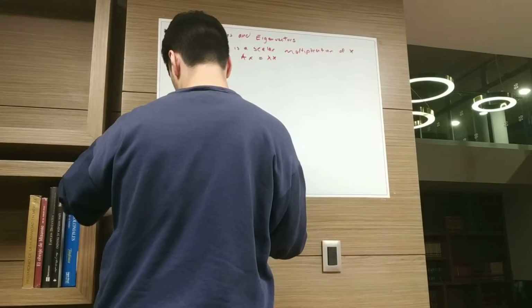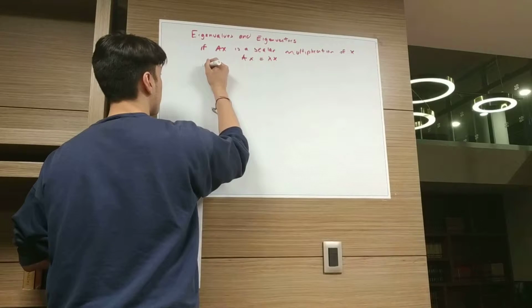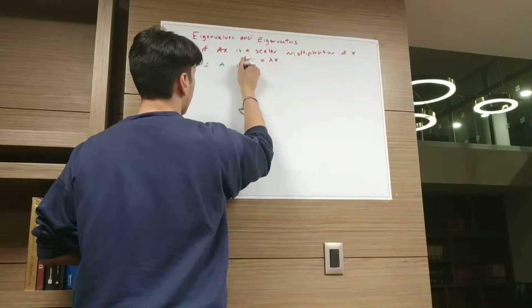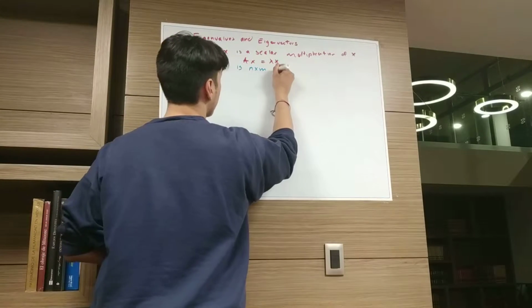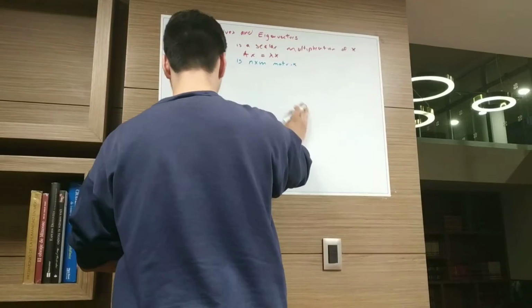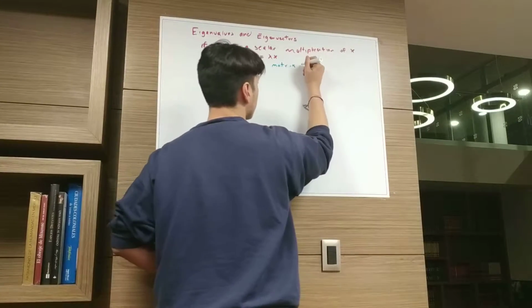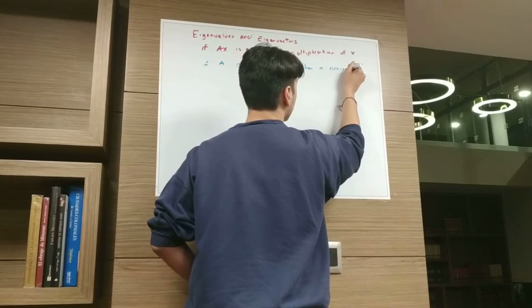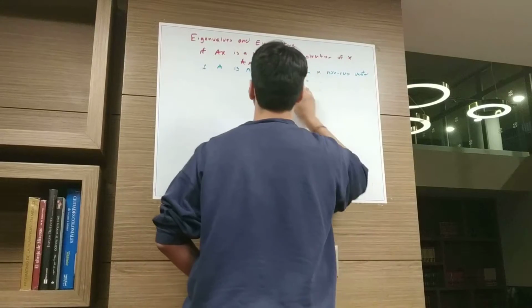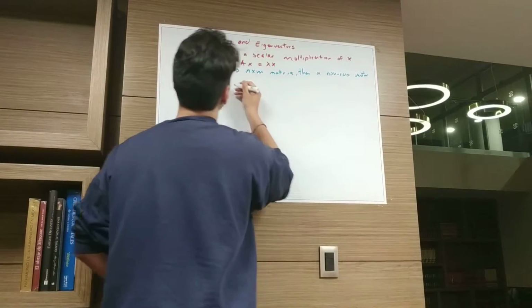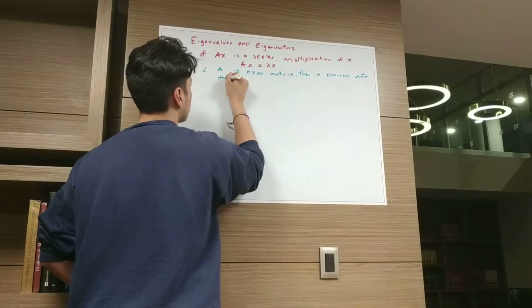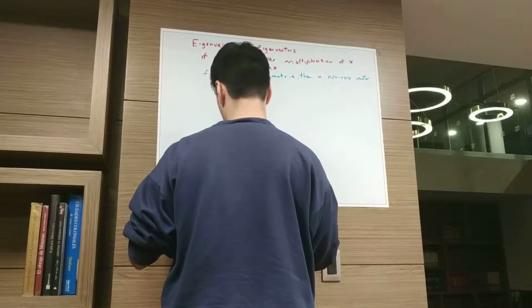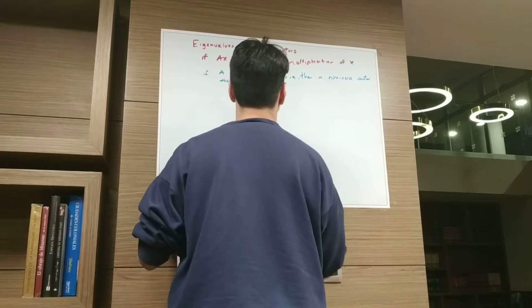Well, if A is an n times n matrix, then a non-zero vector x in Rn is called an eigenvector.